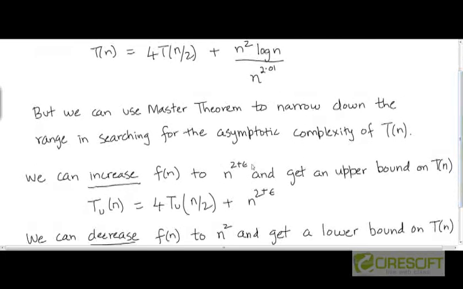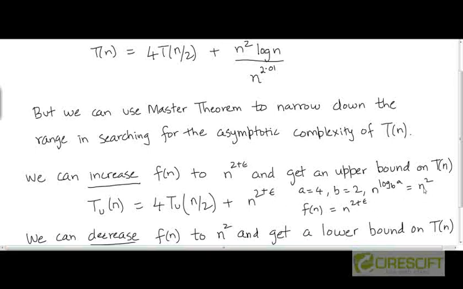Now we can work with this larger function and look at this recurrence. I'm using t sub u here to denote that what we are going to get by solving this recurrence is an upper bound on the original t of n. And this recurrence can be solved directly using master theorem. a is 4, b is 2, and n to the power log base b of a is n square. f of n is n to the power 2 plus epsilon for some positive value of epsilon.